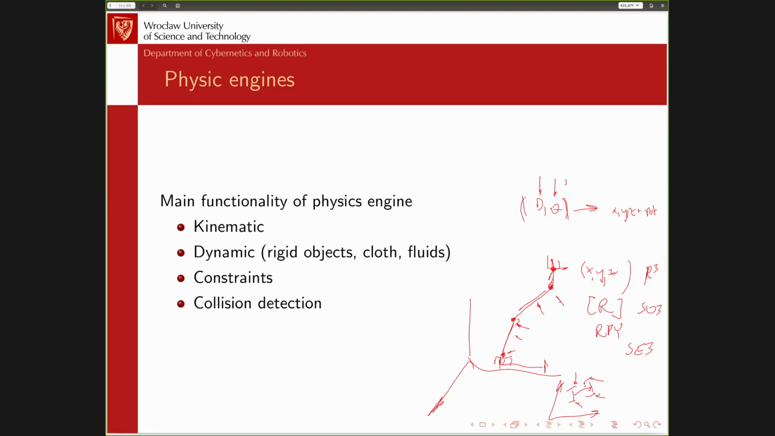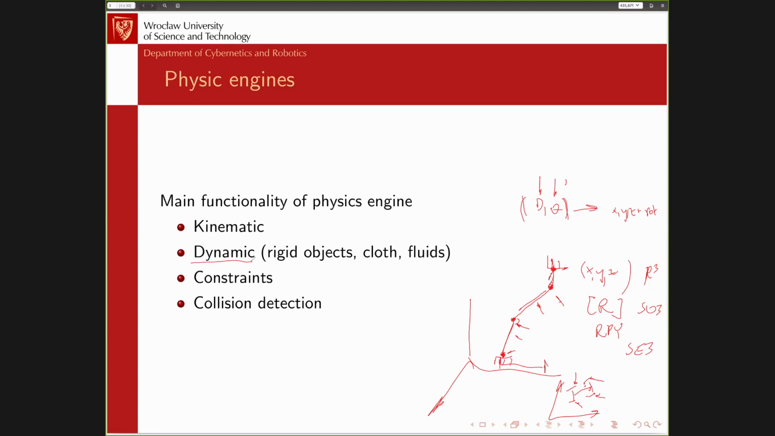Roughly speaking, this is not the precise definition. What kinematics tries to do is describe the position of the objects when we know the angles and relations between those objects. This is the first thing that you need to know when you simulate something.